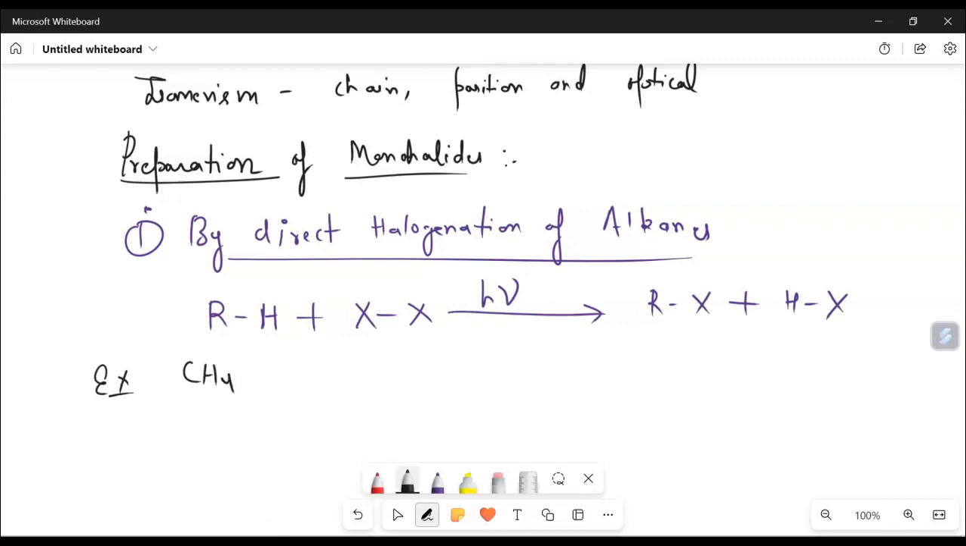Suppose you have methane added with Cl2, minus HCl, it will give CH3Cl, one hydrogen replaced by Cl. Again Cl2 attack, in the presence of h nu it is done.